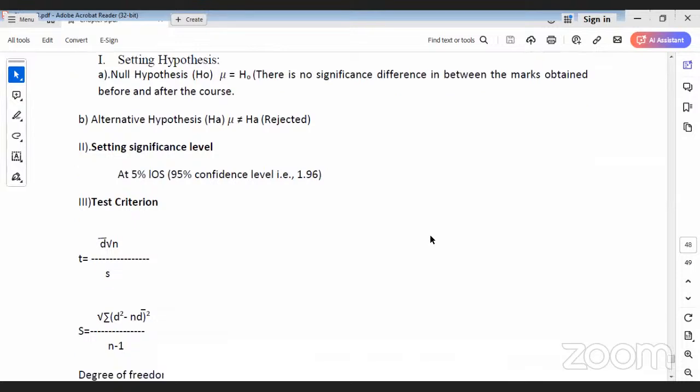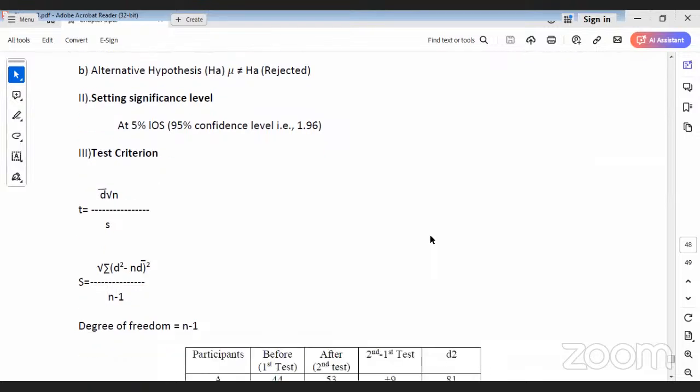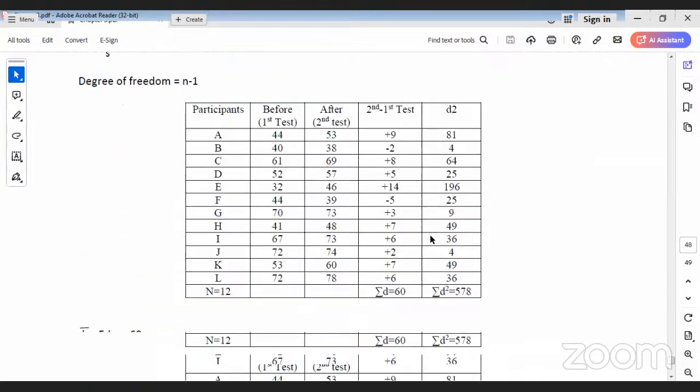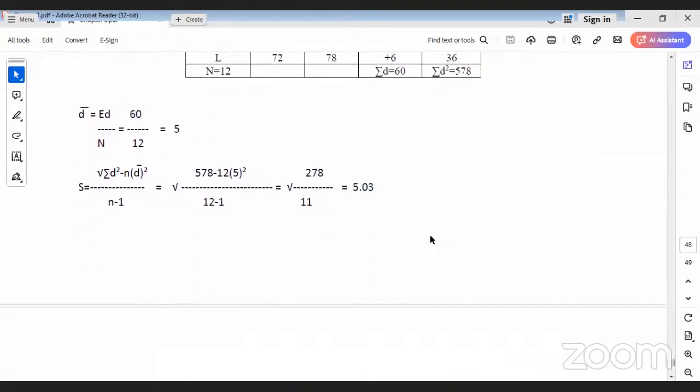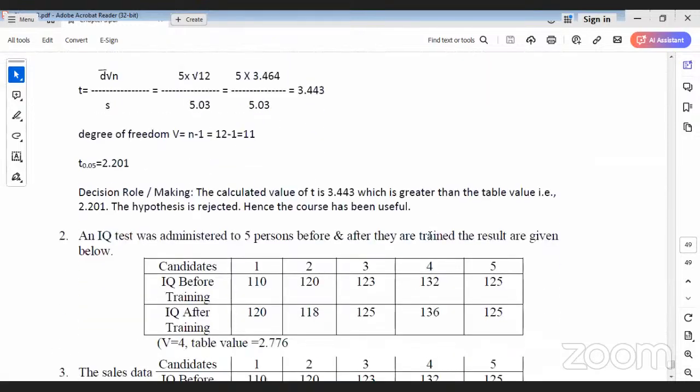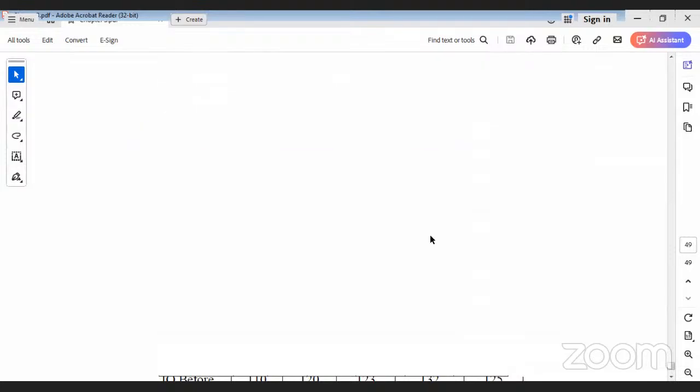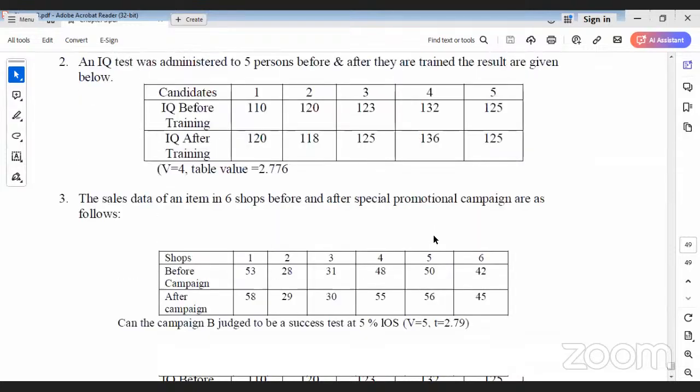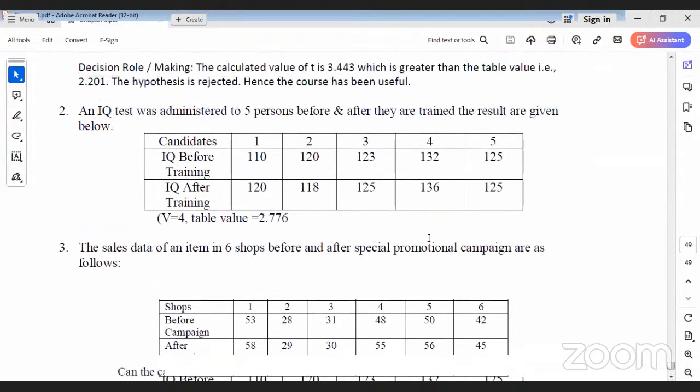There are 5 steps: setting the hypothesis, setting a suitable significance level, test criterion, doing the calculation. So in this way, one more problem is there. You have to do this problem at home for your practice. I am giving these two problems. IQ before training: 110, 120, 123, 132, 125. IQ after training: 120, 118, 125, 136, 125.